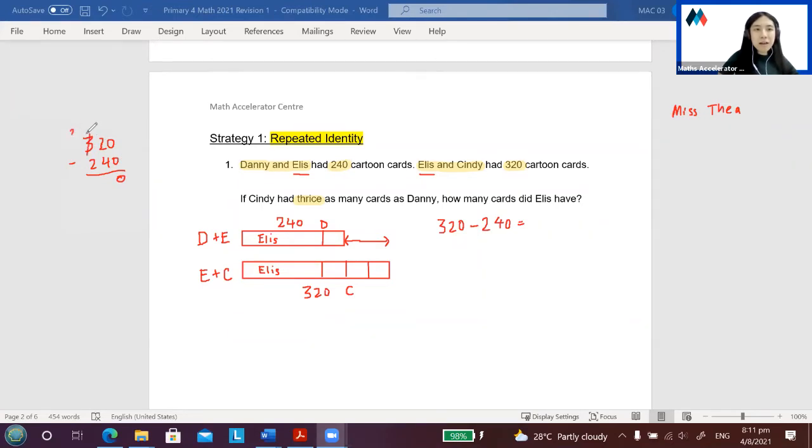3 cancel, become 2, so you can make this one 12. 12 minus 4 is 8. After that, 2 minus 2 is 0. So your answer here, 320 minus 240, is 80. Okay, so we said that these two boxes, these two units, because one box is 1 unit.